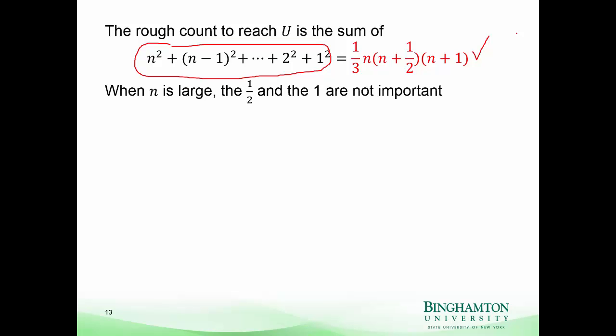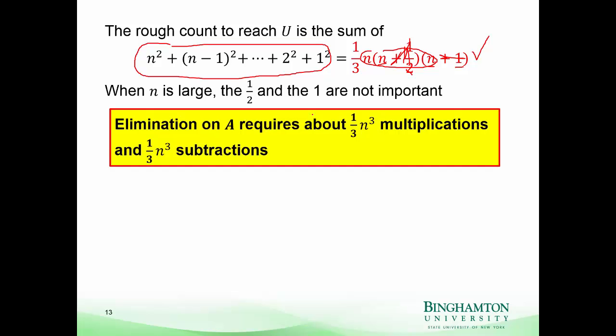And then we look at this, and here's, again, saying, we only care about roughly what's happening as n gets really, really large. So when n gets large, this might be like 1,000 plus a half. Does that really matter? And 1,000 plus 1, does that really matter? So we can kind of ignore the plus 1/2 and the plus 1. And so we see that we get n cubed. So we've got n cubed over 3, or 1/3 n cubed multiplications, and 1/3 n cubed subtractions, or sometimes we just refer to those as multiplications. So that's actually a pretty high cost.